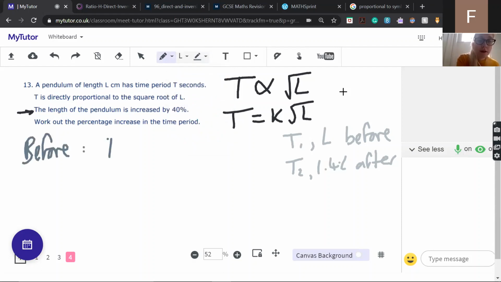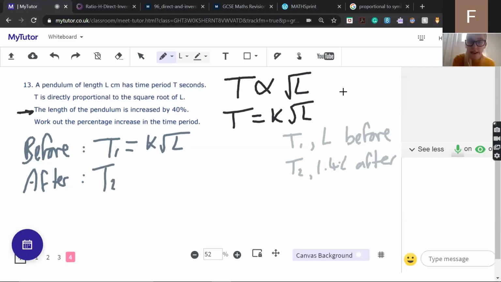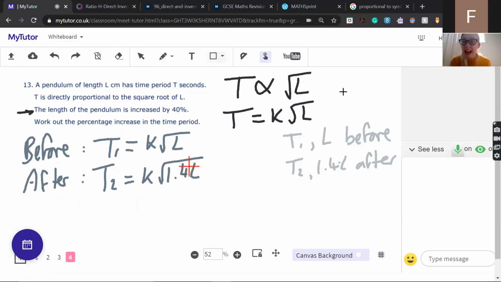Before, we have that T1 equals K root L. And after this increase, the time period has obviously changed because it's got longer, and we know that that happens. If the length is shorter, it's like that. If you make it longer, it takes longer to swing. So we know that T is different because T is longer. That's why we've called it T2, and that's equal to K root 1.4L. I could have called this L1 and L2, but we know that L2 is 1.4 times L. It's 40% more than L. So hopefully you understand the setup of these equations.